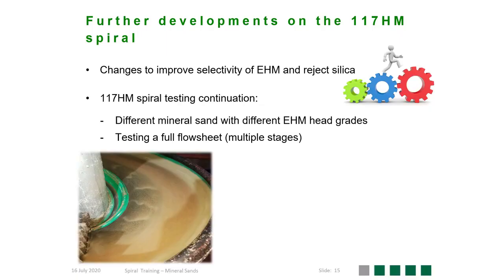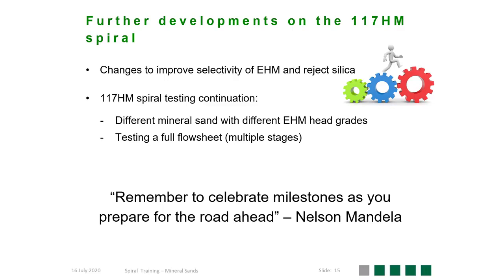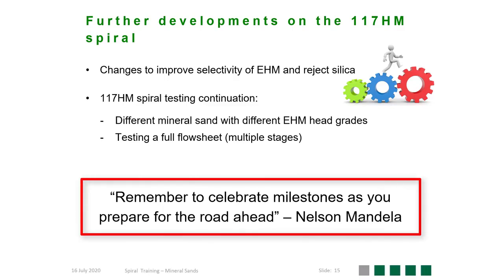So for further developments, we are looking into changes to improve the selectivity of the economic heavy minerals and to reject the silica to the tailings fractions. We're also testing the 117HM spiral with different mineral sand samples, which contain different feed economic heavy minerals grades. We're also testing a full flow sheet, which means we're testing the capability of the 117HM spiral as a rougher and scavenger in unison with a cleaner spiral. We are actively developing on this, and also we are remembering to celebrate the milestones as we prepare for the road ahead. Thank you.